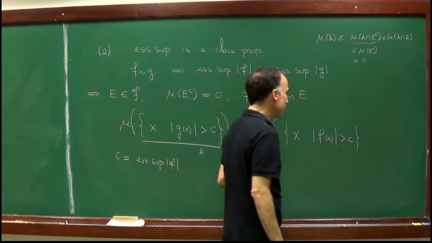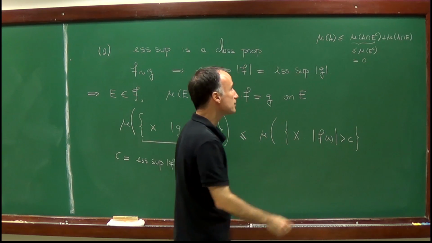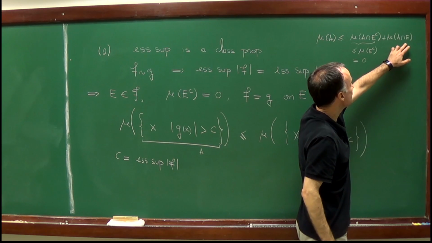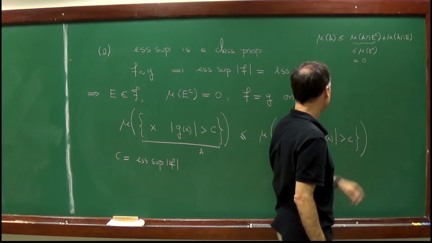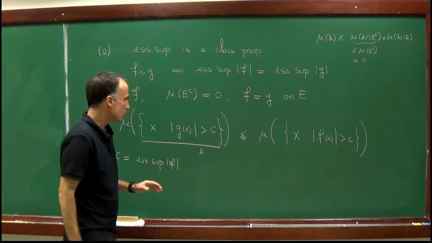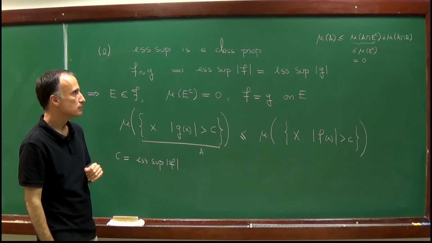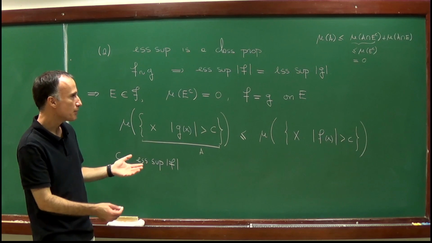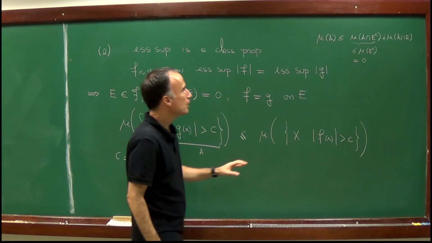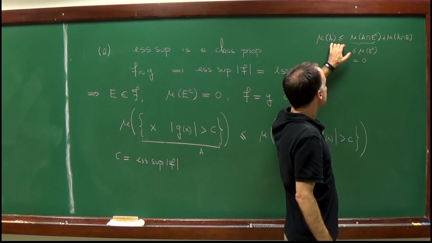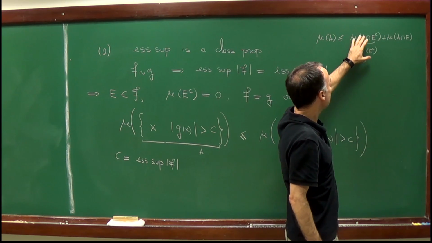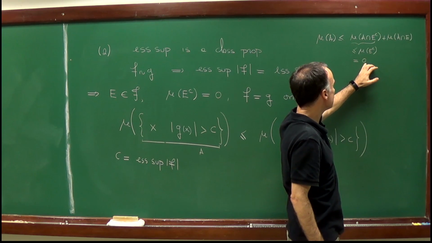Intersection E, but now I can just forget the set E and bound mu of A intersection E by mu of E, mu of A. So let me insist, or explain again, what we did here. I call that set A. I intersect A with E complement and E. With E complement, I estimated this piece by 0.